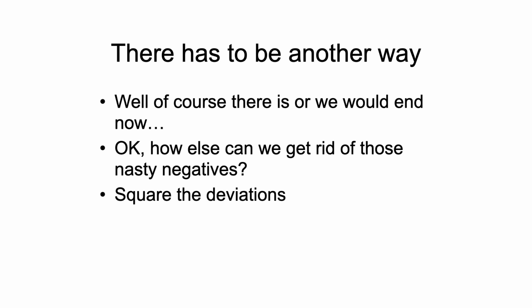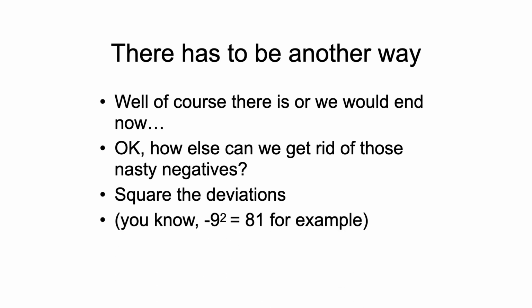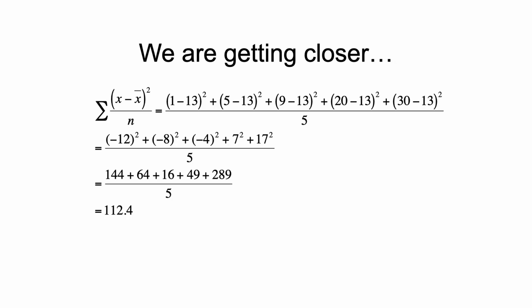You may have heard of the term sum of squares. That's why we're doing this. That's where the term comes from. We're just going to sum some squares. So then I did that. Now I end up with a really big number because I've squared this thing. So that means that must be a squared quantity. So it's negative 12 squared, that's 144, 64, 16, 49, 289. Add them up.